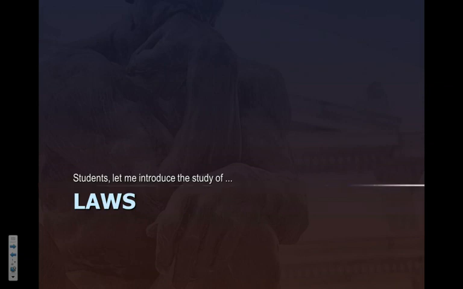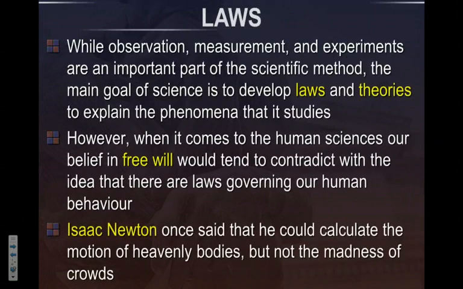Now, if we think of the word law in a scientific aspect, in that sort of scientific method context, we have observation, we have measurement, we have experimentation. Those are all big parts of the scientific method. But the main goal to keep pushing science forward is to eventually develop some so-called laws, and then from those even theories to explain the things that we are trying to scientifically analyze.